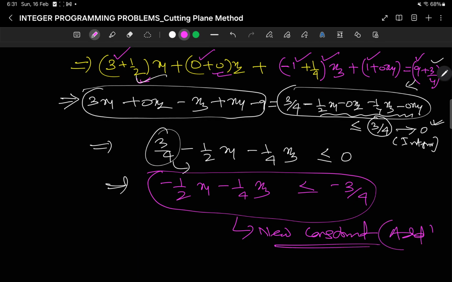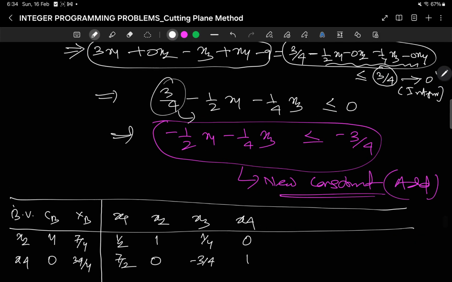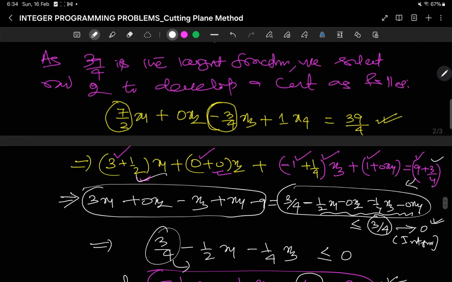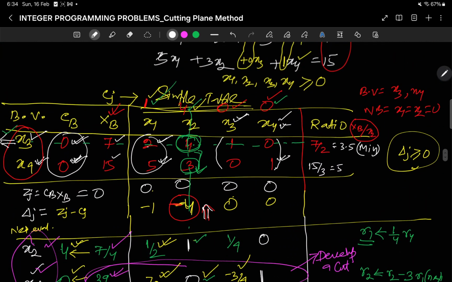Okay, and we have the new set of LPP as follows. This is the cut. We add a slack variable since this is less than or equal to. So this implies minus 1/2 x1 minus 1/4 x3 plus the slack variable x5 is equal to minus 3/4. Now the inequality is replaced by an equal to sign with this added slack, because x3 and x4 are already there.